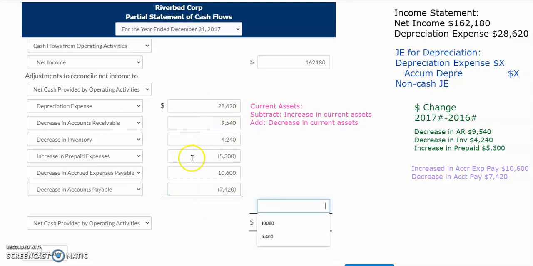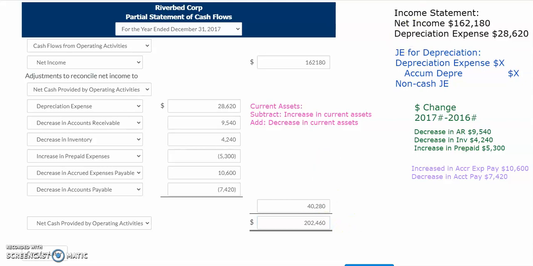So then you're going to take a subtotal of all of these reconciling items. I've already done the math, and that is $40,280. So make sure you type in the numbers carefully to add and subtract. And then you're going to take your net income, and then you're going to add or subtract the reconciling items to get to your positive number for your net cash provided by operating activities.